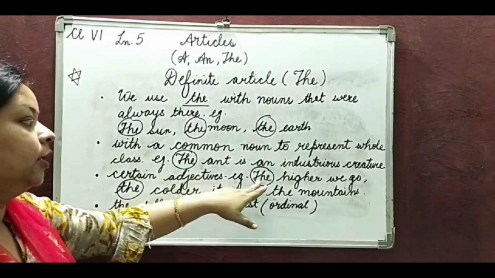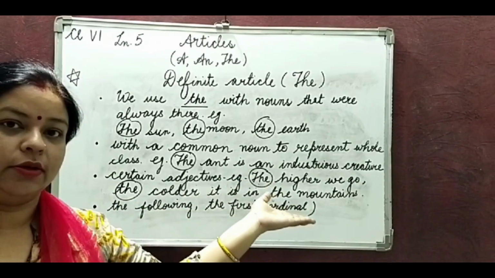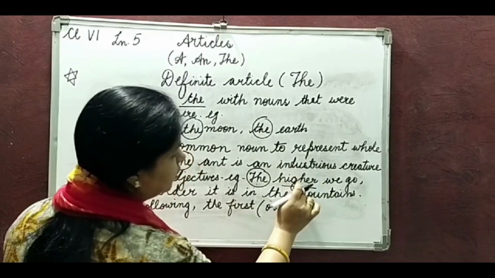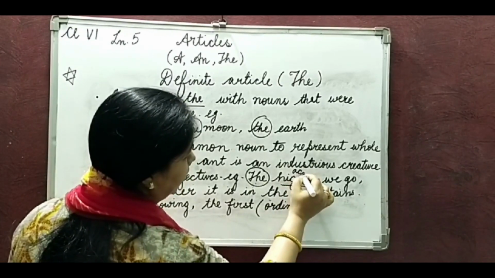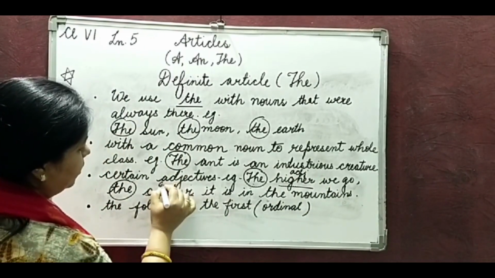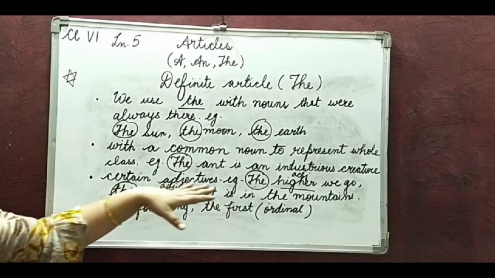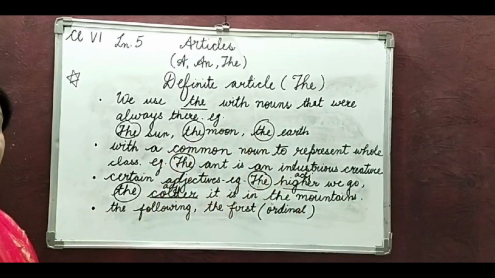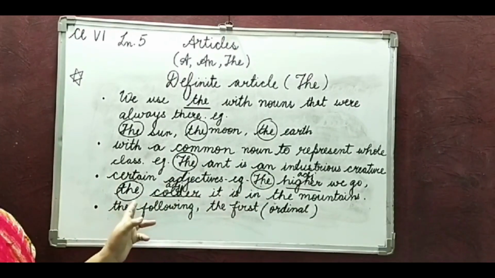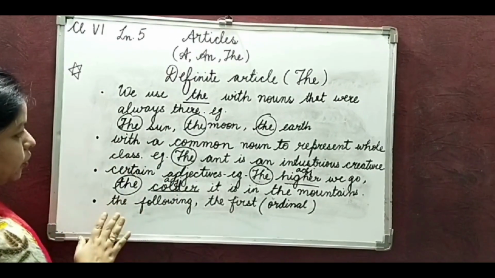For example, the higher we go, the colder it is in the mountains. So this is an example where higher is the comparative degree of the adjective high, and colder is the comparative degree of the adjective cold. So here before these adjectives the article the is used. So these are the uses of the article the.